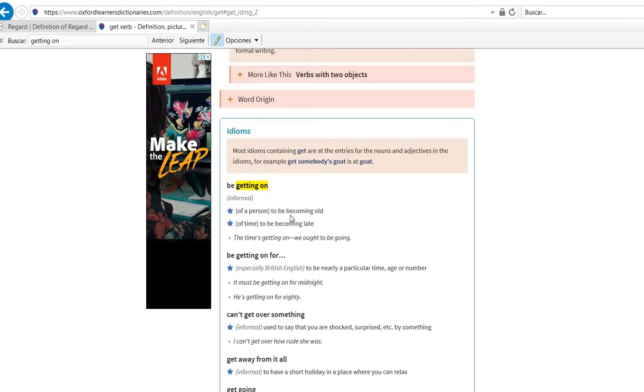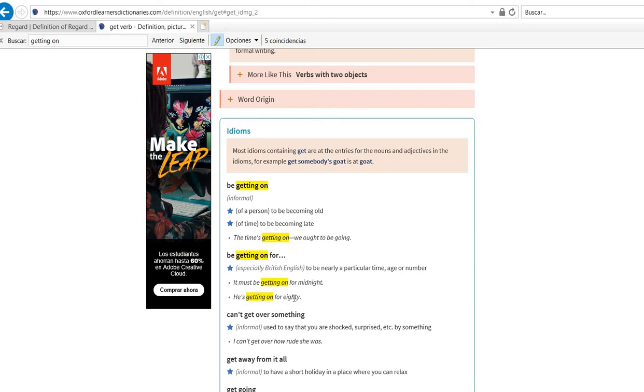For a person, it means to get old or getting late. So time's getting on, right? And getting on for means that it's nearly a particular time, age, or number. This is highly idiomatic, highly British, right? It must be getting on for midnight. Debe de ser medianoche. He's getting on for 80. Está por cumplir 80, right? Very nice phrasal verb, right?